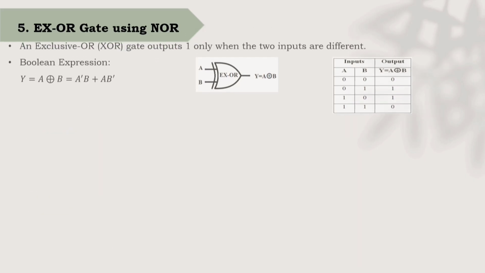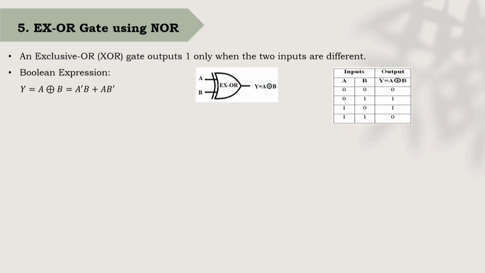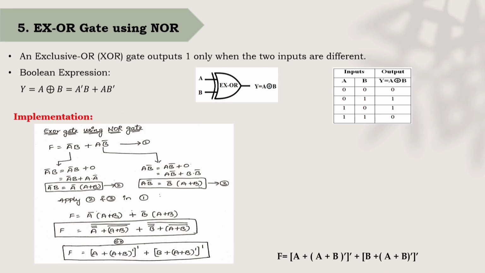So let's move with the next gate. The next gate is the XOR gate. The Boolean expression for the XOR gate is A bar B plus A B bar. From the truth table, we can analyze that the output of the XOR gate is logically high whenever both the inputs are different from each other. This is how the implementation of the XOR gate will look when it is implemented using only NOR gates.